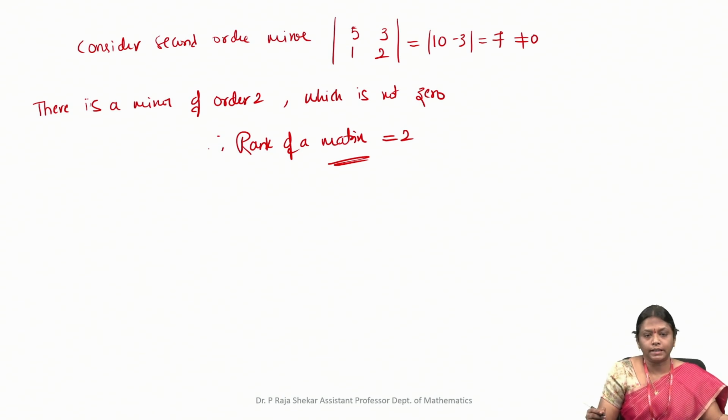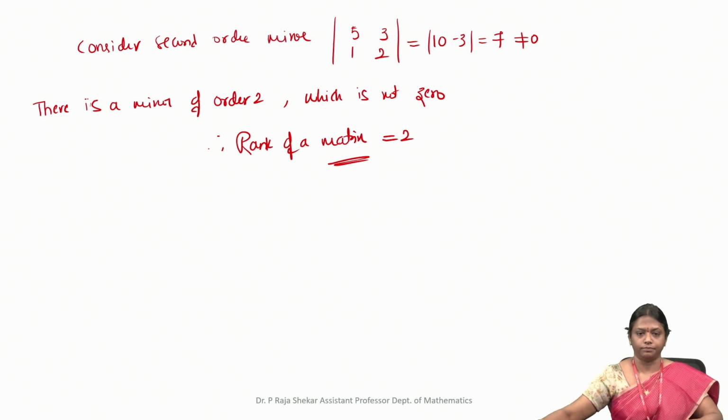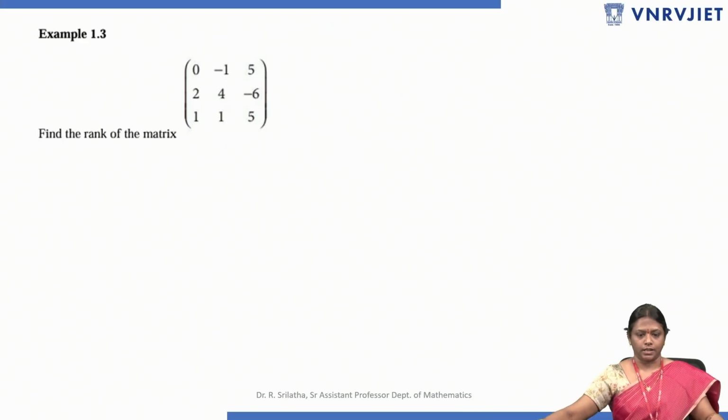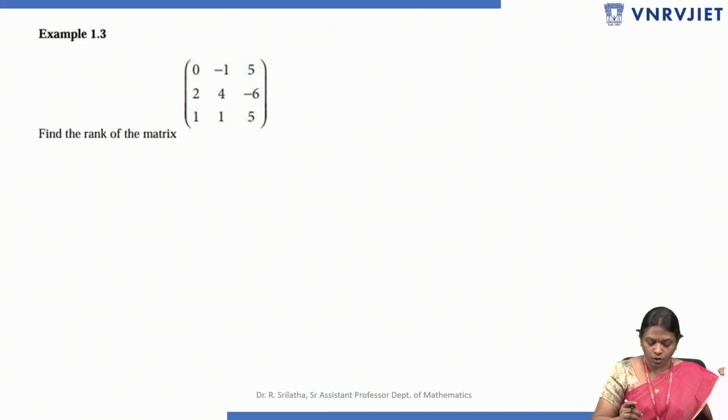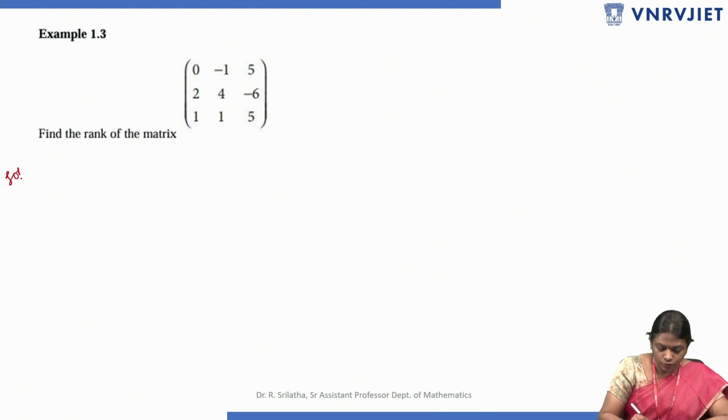So like this we can calculate the rank of a matrix by using minors. It might be of 2 by 2, it might be of 3 by 3, 3 by 4, whatever the order here, you need to follow these steps. Next, we may move on to the next one. So again, this is finding the rank of a matrix by using minors.